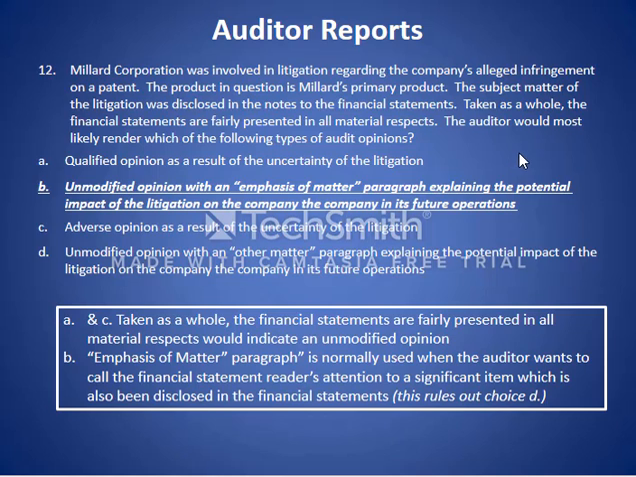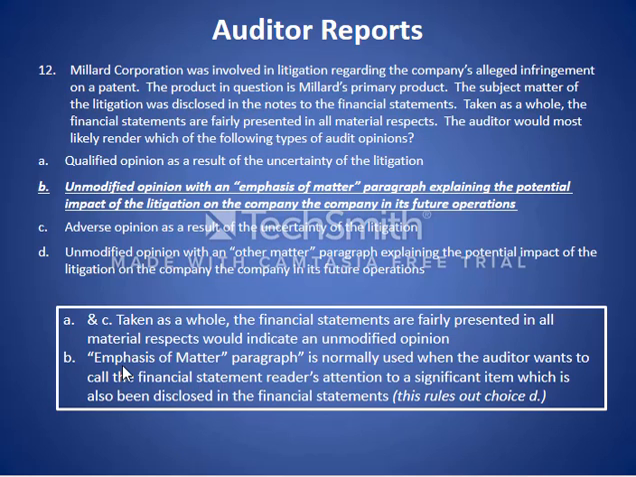So we can rule out item A and C because they don't contain unmodified opinions. So B and D are the only two items that could possibly qualify. Now, if we take a look here, the difference between the two is basically one is an emphasis of matter paragraph and the other one is an other matter paragraph. And if we remember back to our previous PowerPoint slide, in the event that the matter is disclosed in the financial statements of the company, we would refer to that in the emphasis of matter paragraph. So the correct answer in this case would be B.